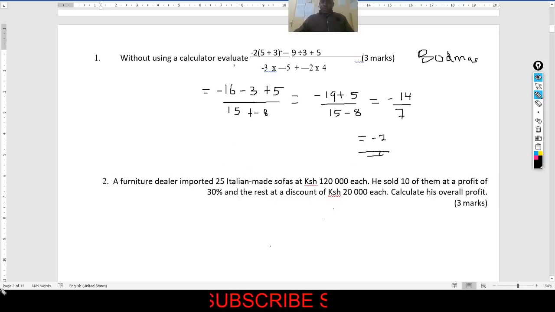Question number 2. You are told that a furniture dealer imported 25 Italian made sofas at 120,000 each. So what was the buying price? The buying price was 120,000 times the 25 of them.